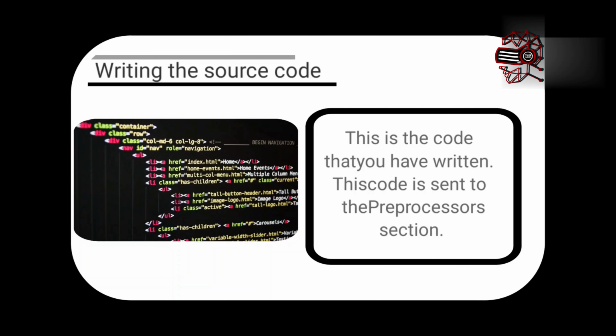Entering, compiling, and executing C programs involves several stages. 1. Writing the source code. You begin by writing the C program using a text editor or an integrated development environment, IDE. The source code is written in a high-level language, which is human-readable and structured for ease of programming.